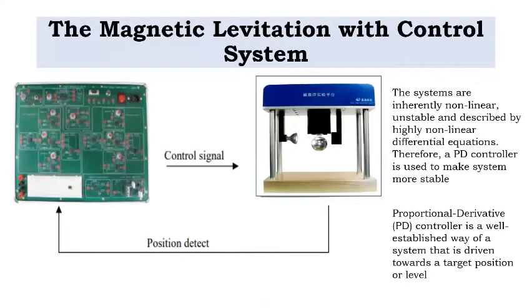Here is the setup with the control. So the system is inherently nonlinear, unstable, and described by highly nonlinear differential equations. Therefore, a PD control was used to make the system more stable. It is well established and is used so that it's driven towards a target position or level. So mainly here it's talking about the position of the steel ball itself.